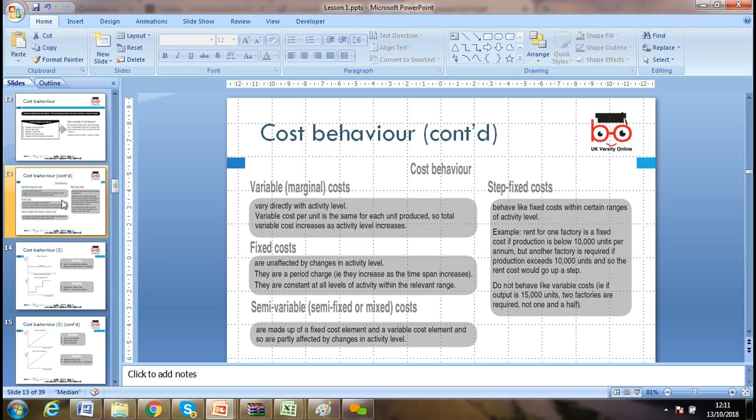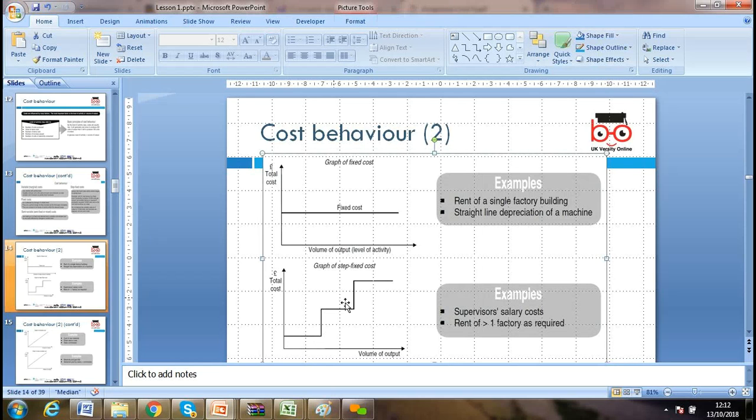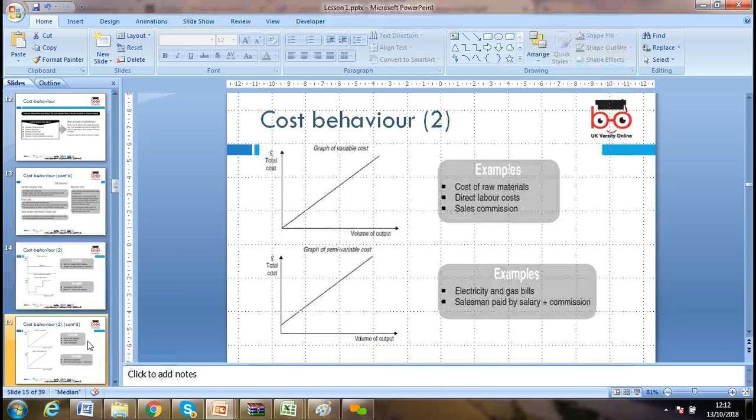Anybody, any question? If you didn't get me, please ask me. We'll go through some examples as well. So fixed cost, as the curve shows, stays fixed. Step cost moves one step upward as your activity increases. So that's called step cost.